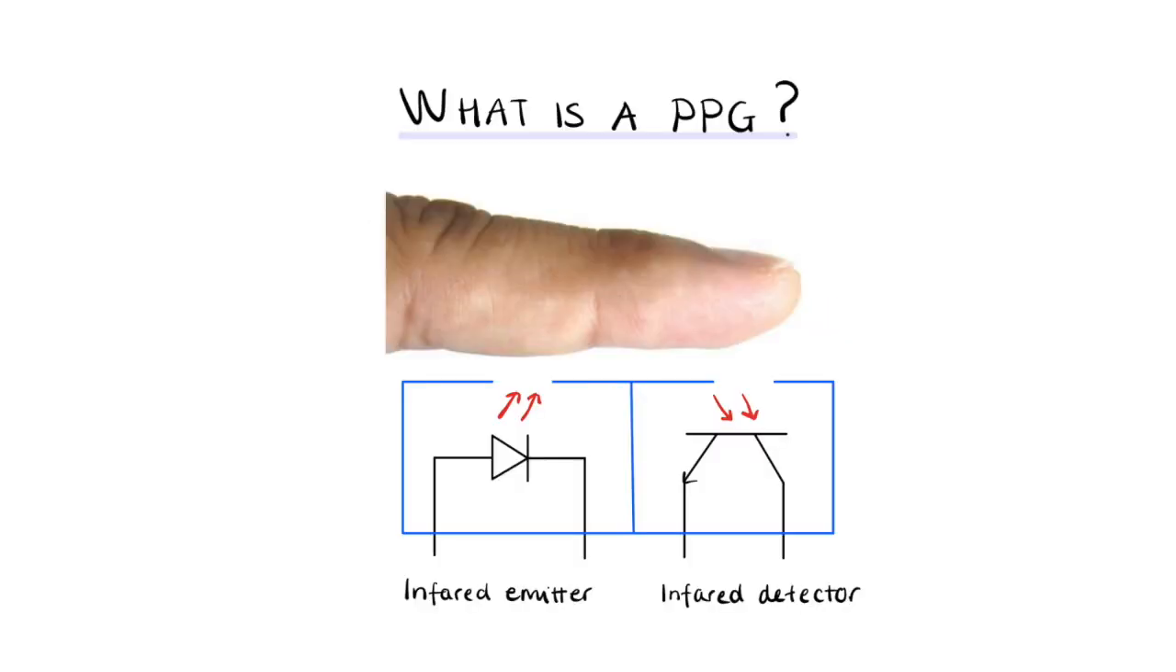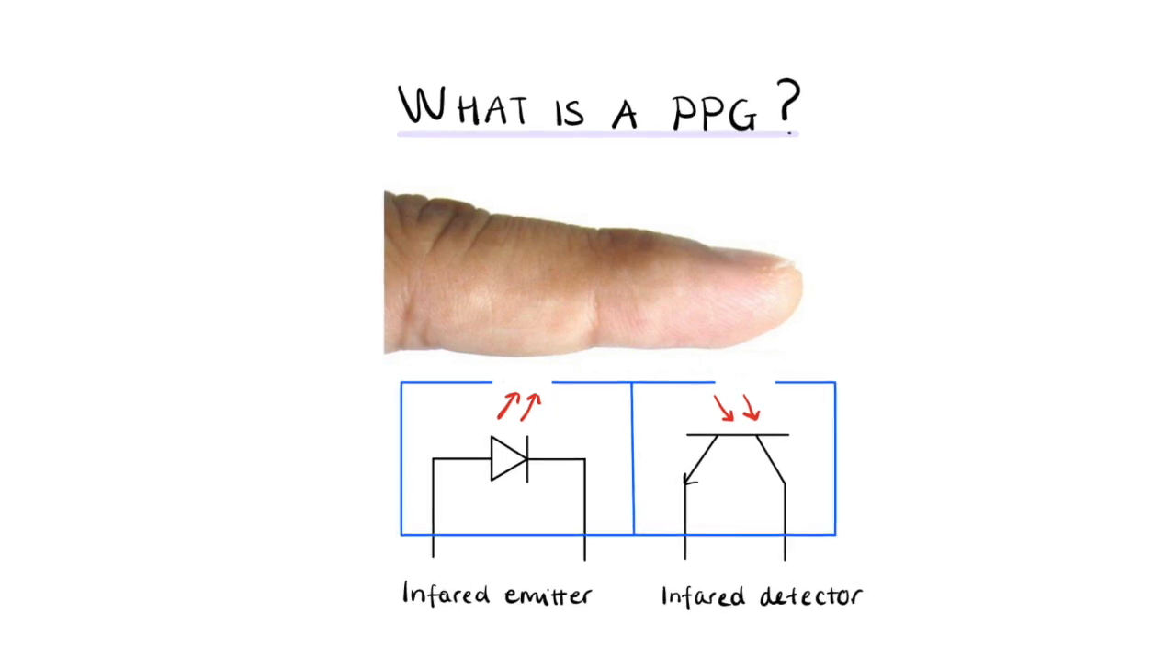Practical Exercise 4, PPG. In exercise 4, we use the PPG to detect blood volume changes in our fingers. But what is a PPG?